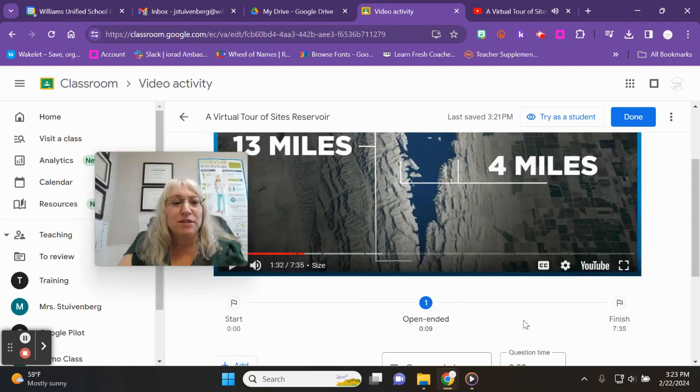Here is a great place to ask a question. You could ask a question about what the area is so that they would have to multiply if you wanted them to do that. Or you could ask an open-ended question of what they think the impact will be after this area of land that they saw is now covered with water.